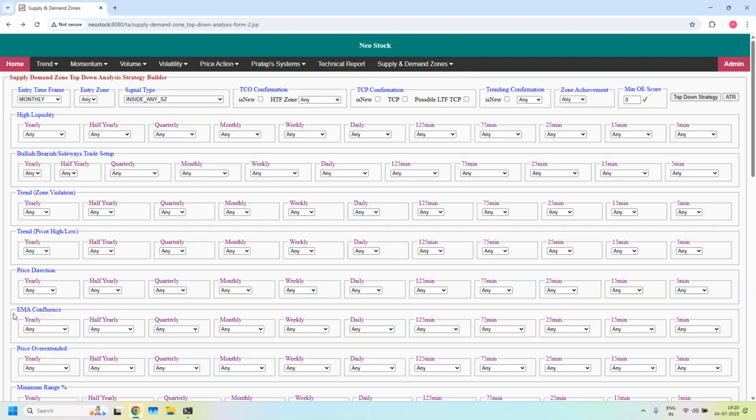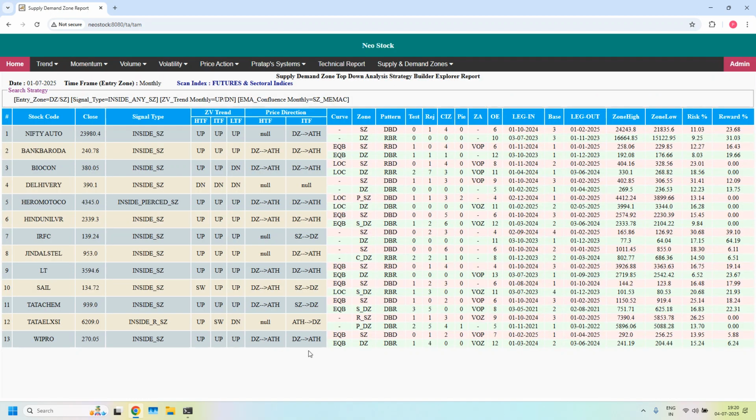Let's verify. In the EMA confluence, at monthly time frame, I am checking monthly supply zone having monthly EMA. At the same time, trend on the monthly should not be sideways. It can be up or down. Let's filter. We got 13 stocks. All these 13 stocks, price closed inside the monthly supply zone, and those monthly supply zones are having monthly EMA confluence. So this is about monthly time frame.